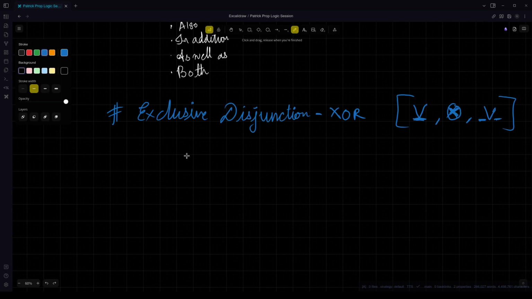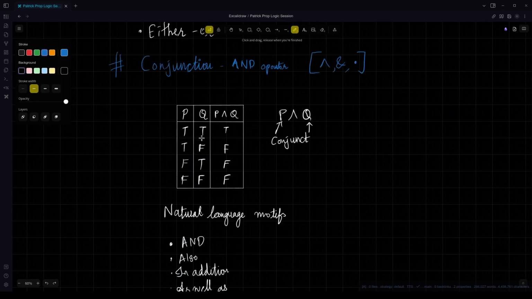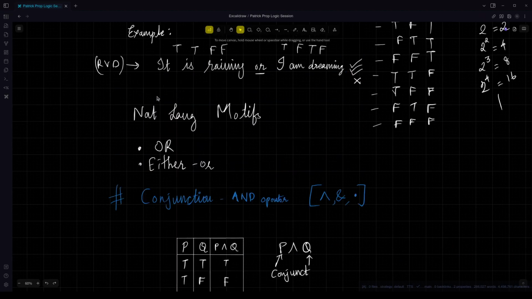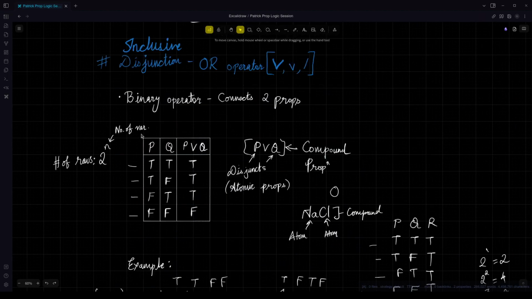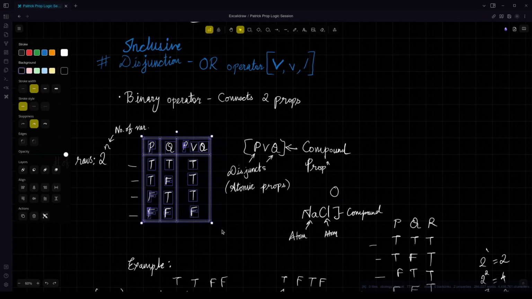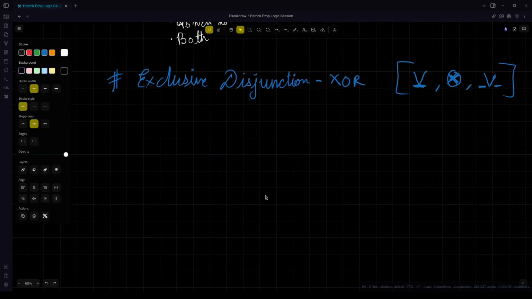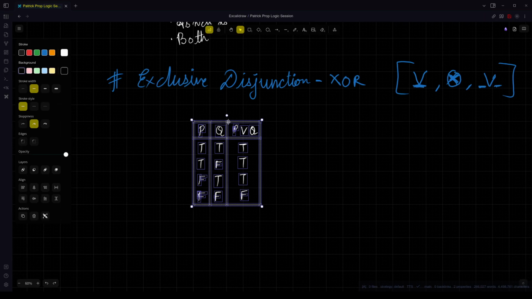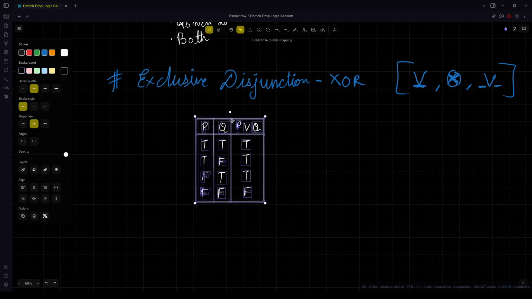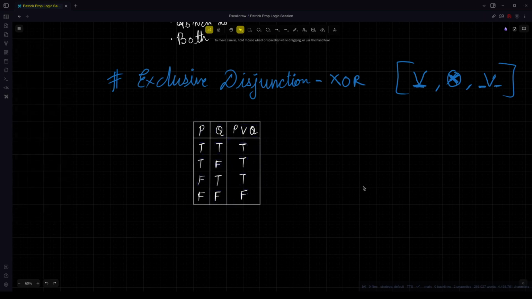So the truth table for that will be, I'll just take the disjunction table. I generally mean the same thing when I say or. I mean one or the other, so yeah, quite useful.